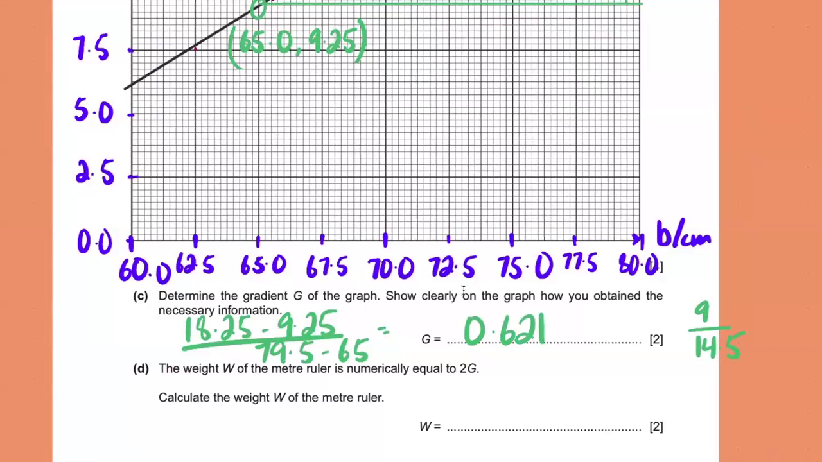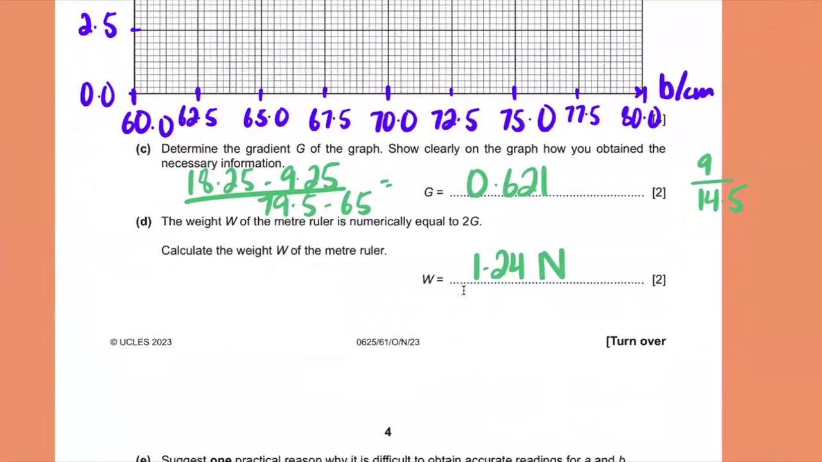Weight of the meter rule is numerically equal to 2g, so I just double my answer. Turns out to be 1.241 or to 3SF 1.24, and this is the weight. It's up to me to give the correct unit. So that's 1.24 Newton. In this case, the examiner was accepting answers in the range 1 to 1.4.